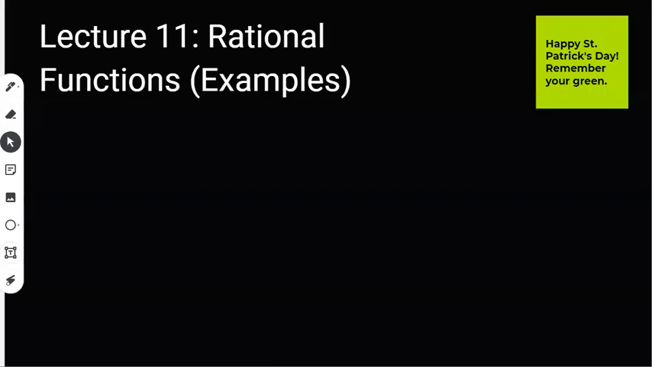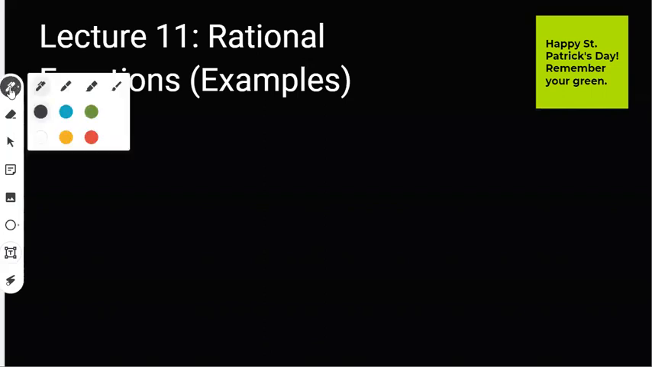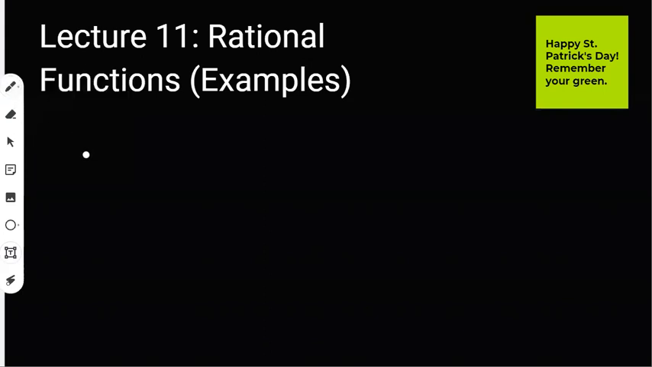All right, today we are doing lecture 11, rational functions. I wanted to do a couple of examples of rational functions from the classwork and from the tests, but I did just want to start off with a quick definition. So this week we've been talking about rational functions, what they are and how they work.